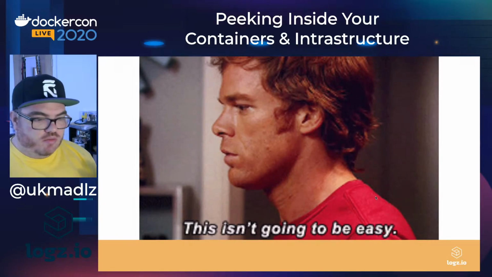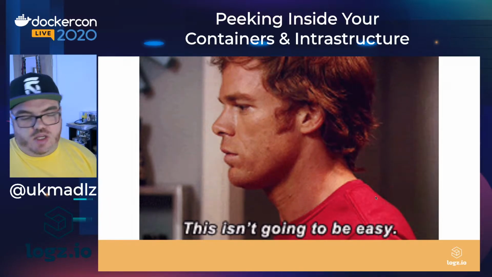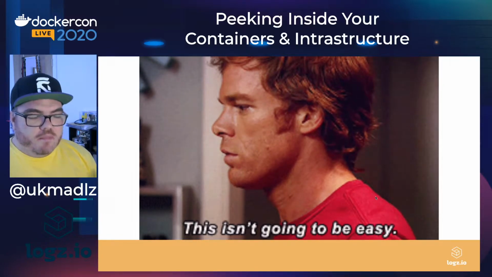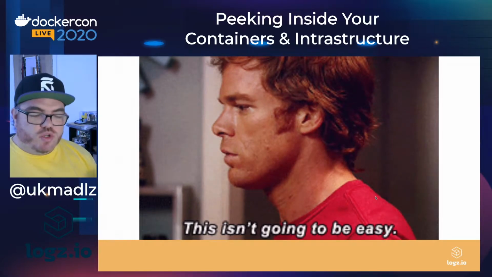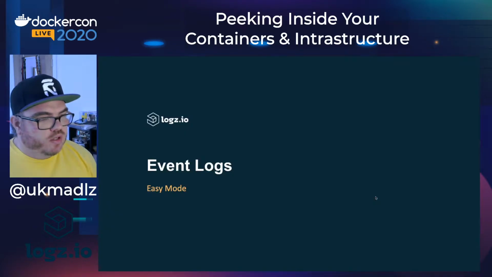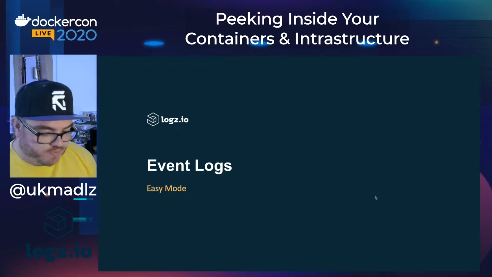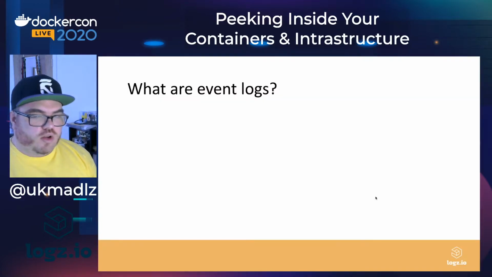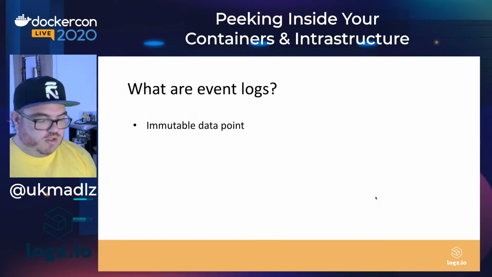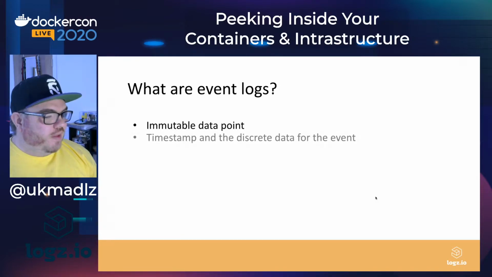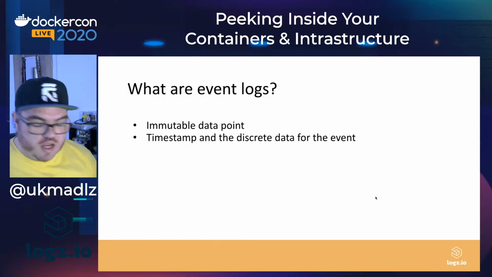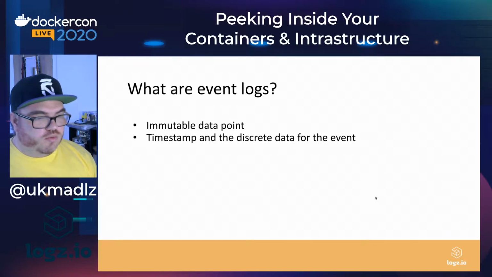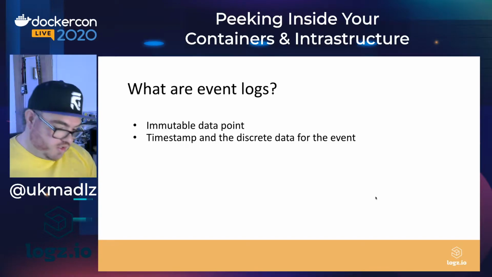So we'll go through the three pillars now and see if we can build a better understanding, have a look into what our containers are doing, and probably what the infrastructure those containers are running on is doing as well. So first up, we have the event logs. Now, what are they in reality? They are immutable data points. They're data points made up of discrete event information. So that could be something you've put out to the console or something that's gone out to stdout, stderr, etc., and the timestamp associated with it.